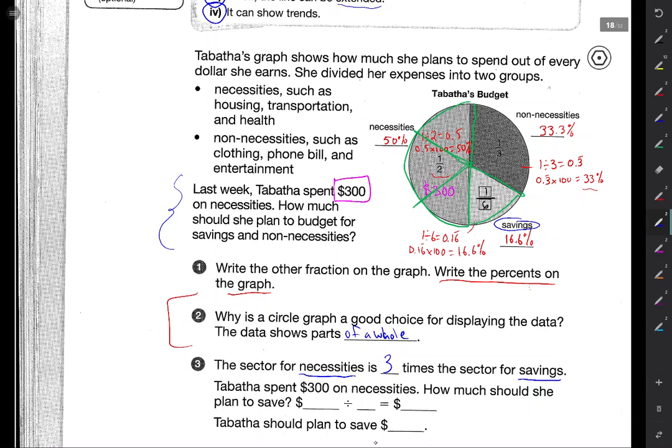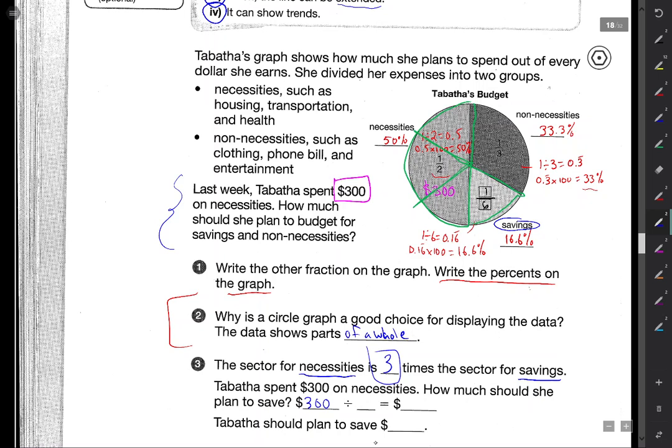So since Tabitha spent $300 on necessities, how much does she plan to save? Well, we're going to take that $300, and since we know that this amount is 3 times as big as the savings, let's divide it by 3 and we will get the savings amount. So 300 divided by 3 is $100. So Tabitha should plan to save $100.